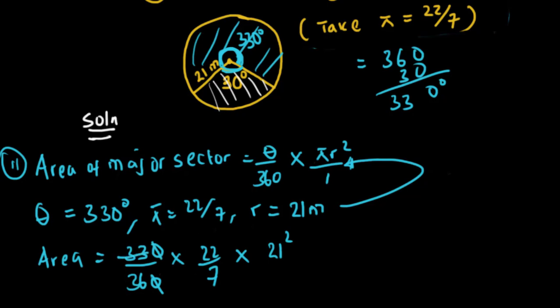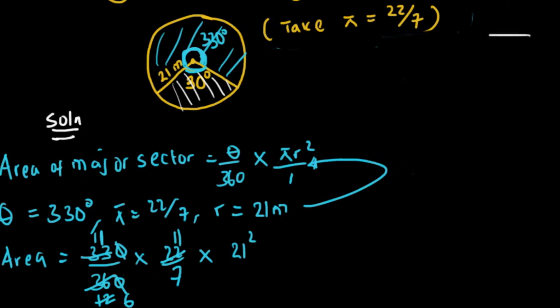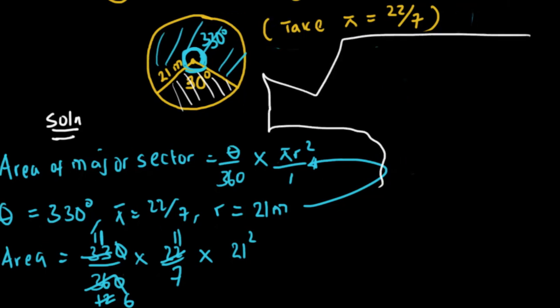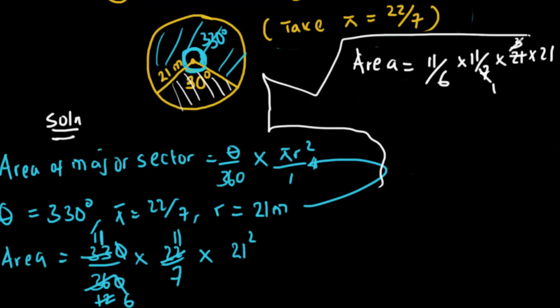3 in 33 is 11. 3 in 36 is 12. 2 here 6, 2 here 11. Now let's do the remaining somewhere here. Alright, so we have area equals 11 over 6 times 11 over 7 times 21 squared, which is 21 times 21. 7 here 1, 7 in 21 is 3, 3 here 1, 3 in 6 is 2.